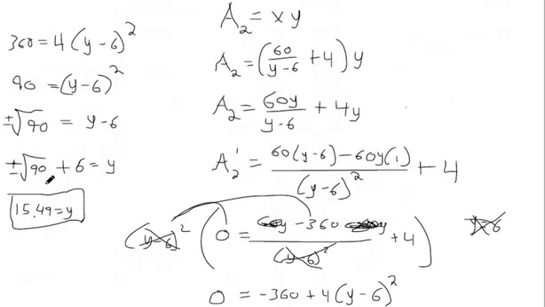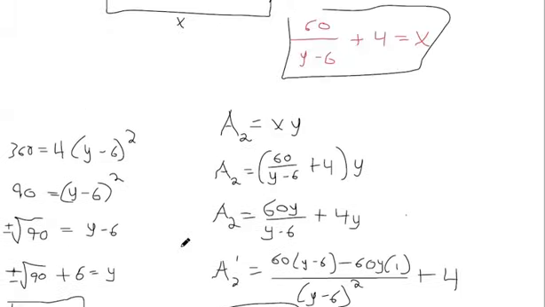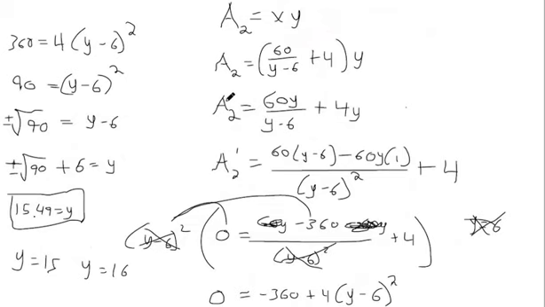And I actually took something for granted. I took the derivative, set it equal to 0, and solved. What you'd want to do is check y equals 15 and check y equals 16 and make sure that's a minimum. But you can be assured that that's a minimum because if you just graph this expression, you'll see that around 15.49 it's at its lowest point.